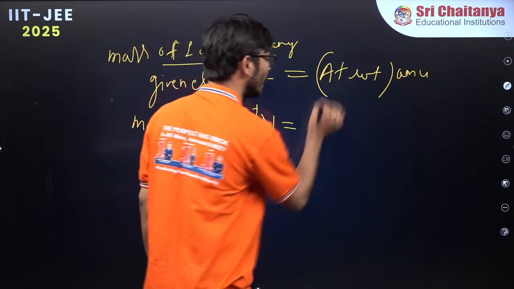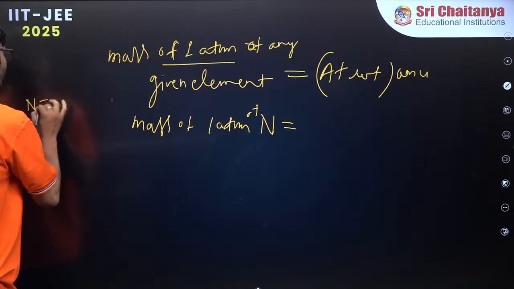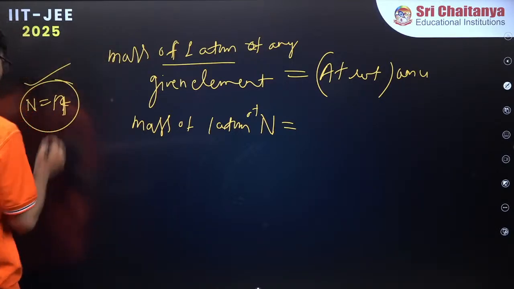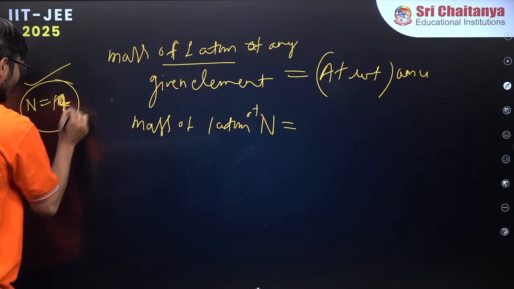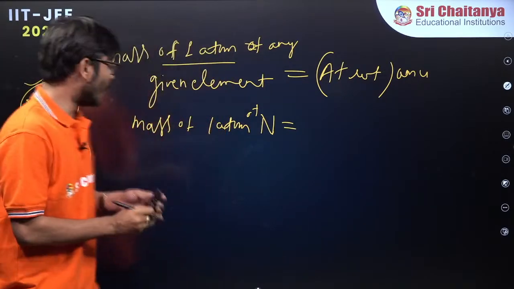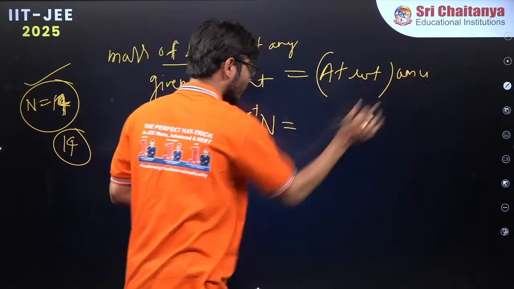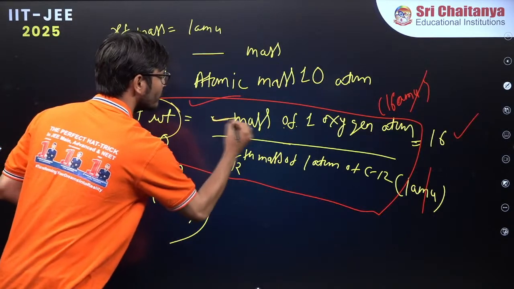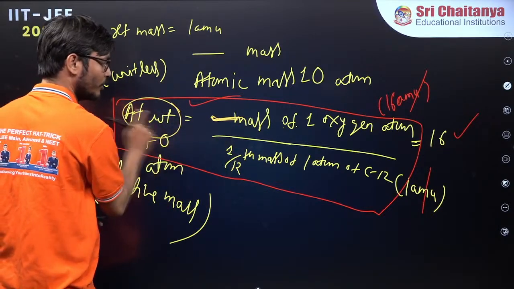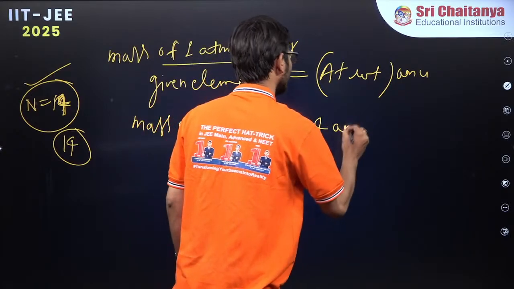Mass of one atom of nitrogen is equal to atomic weight into AMU. What is the atomic weight of nitrogen? Atomic weight of nitrogen is 14, unitless, beta ji. But mass of one atom of nitrogen is atomic weight into AMU. Mass is equal to 1 by 12, which is AMU, multiplied by atomic weight. So this comes out to be 14 AMU.